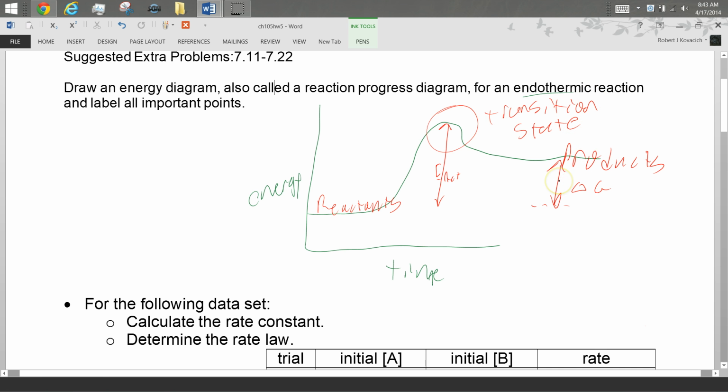And am I missing anything? And this is endothermic because the delta G for this is positive, right? So this is going to be a process that requires energy to occur, otherwise it'll stop.